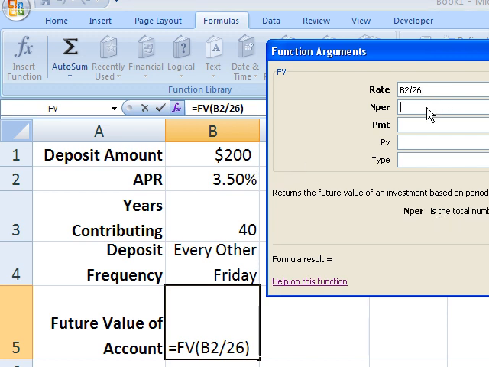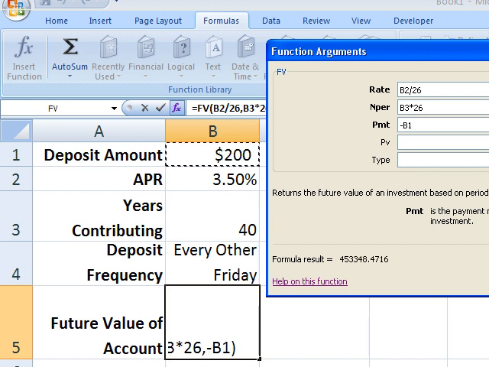Next, it asks me the number of periods. Now, that's the number of times I'm going to contribute to the account. I've already said I'm going to do it 40 years, but I'm going to do it 26 times for each one of those years. Finally, the payment is the amount of money I'm going to contribute to the account. Now, one of the interesting things about this function is that if you put the deposit amount in as a positive number, it gives you the future value back as a negative number. So I always like to precede this value with a minus sign to reverse that process. So I said minus sign, and I click on my 200.